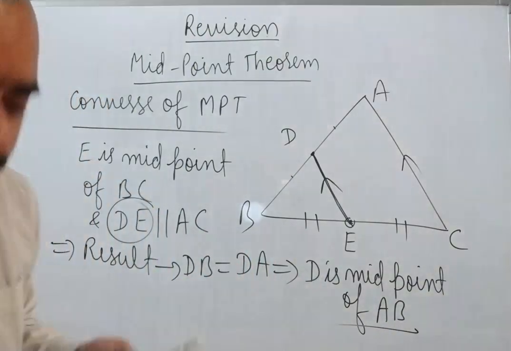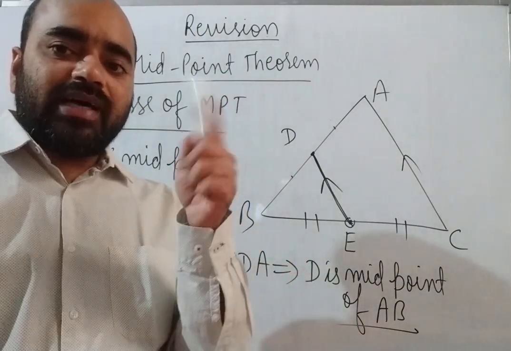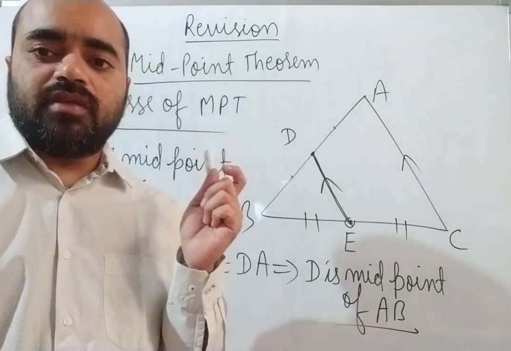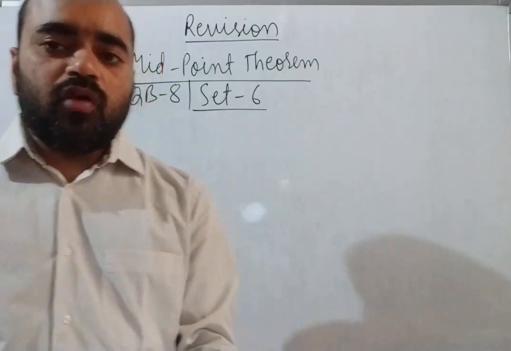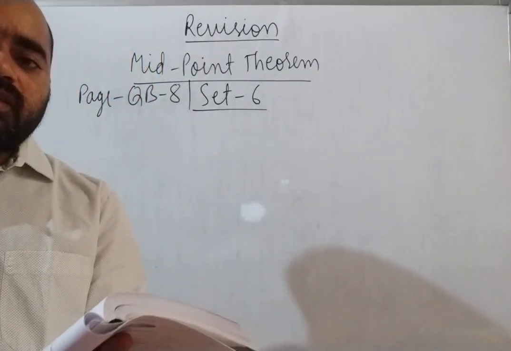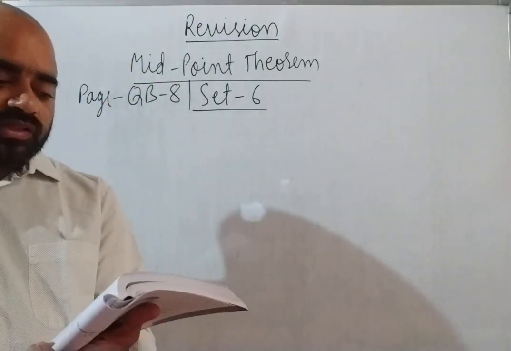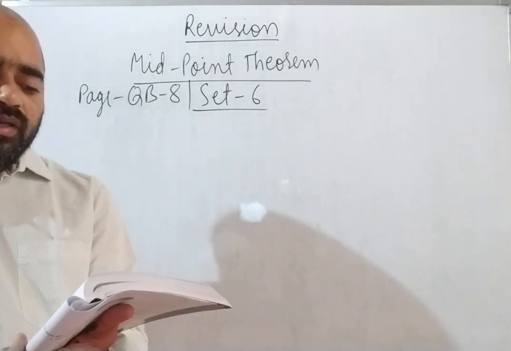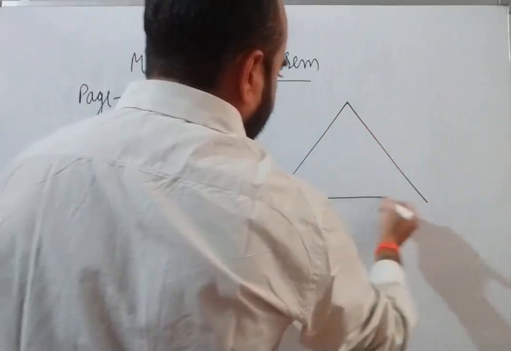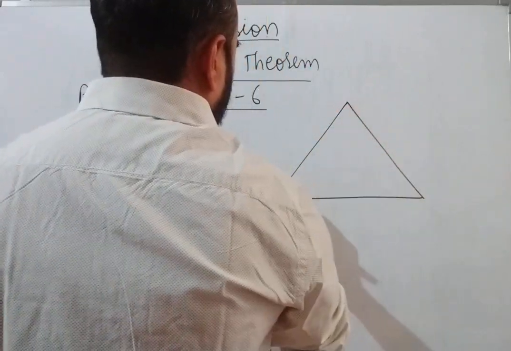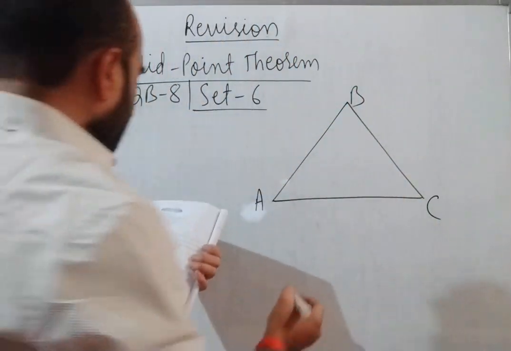Clear? So we will solve or we will prove some questions based on this from the last pages of your book. From the end of your book, some question bank sets are given. I have taken set 6 and page QB8. Question number 1. D is any point on AC in triangle ABC. So suppose this is a triangle ABC.